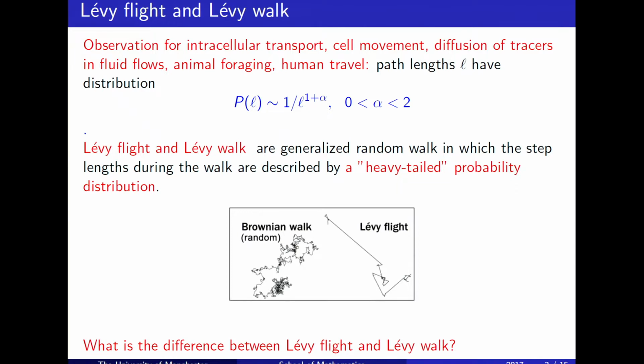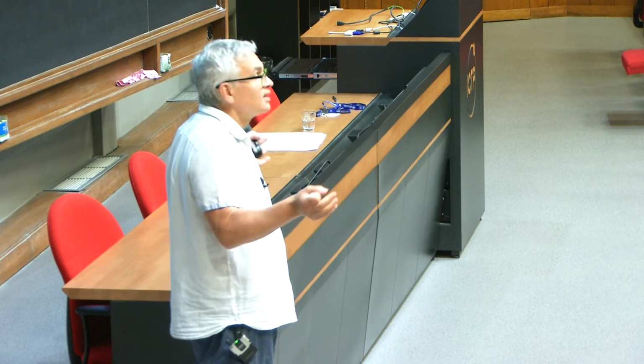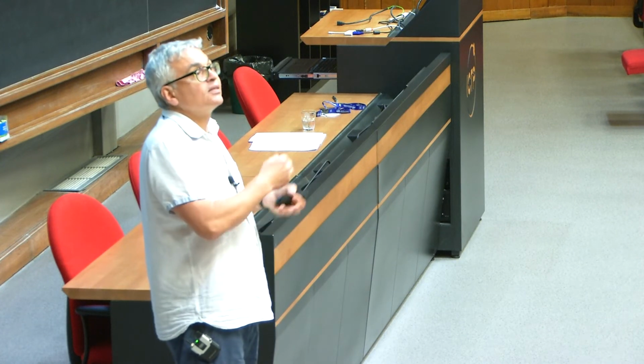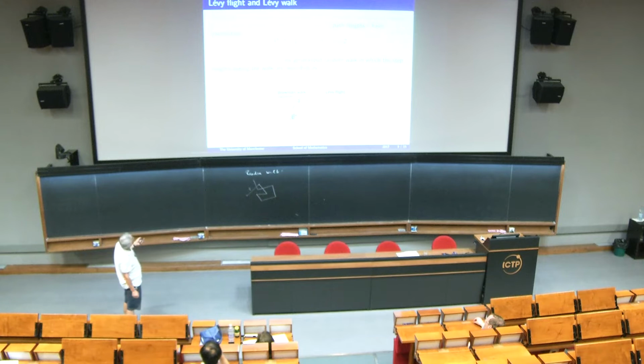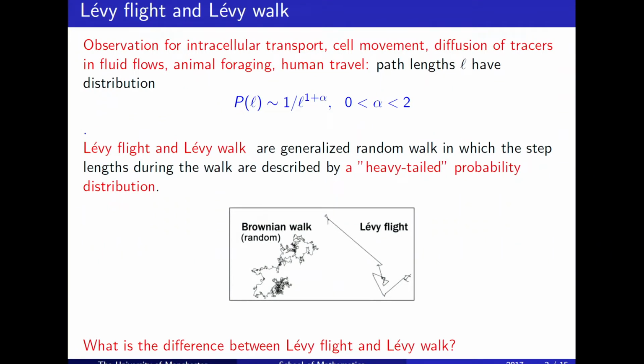This is everywhere: inside the cell, particles in turbulence sometimes move that way, human travel, animal foraging, and especially bacteria move that way. What is the problem? The main problem is that because the second moment is divergent, we can't define diffusion coefficients anymore. So the standard diffusion equation doesn't work. We can't write down the Fokker-Planck equation, and that's why we call it anomalous transport.